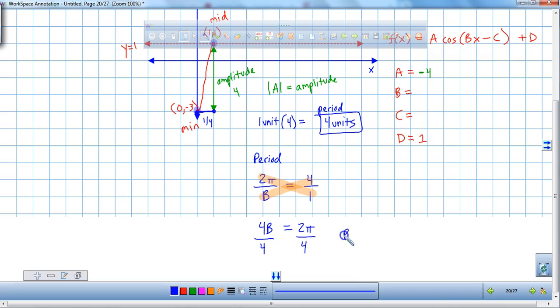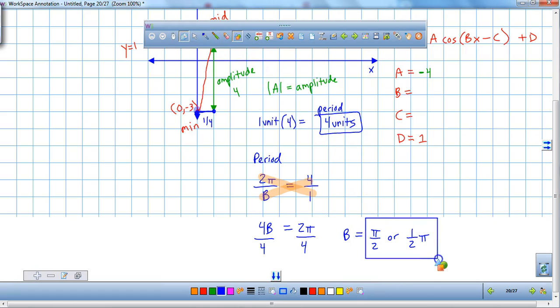Wake up if you've fallen asleep already. And b equals 2 pi over 4, which reduces to pi over 2. Now some of you might think of it as half of a pi. You're both right. So our b value is pi over 2, or half of a pi. Personally, I like pi over 2.